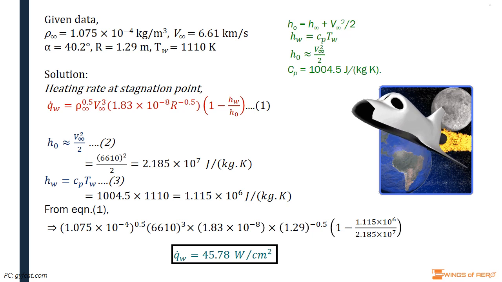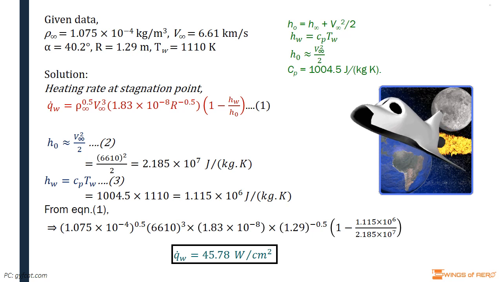Now solve equation number 1 with suitable values. We get the required heating rate at the stagnation point of the shuttle, Q dot_W, as 45.78 watt per centimeter square.